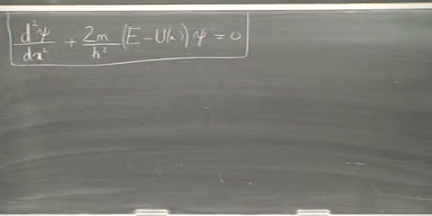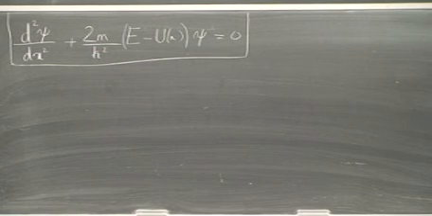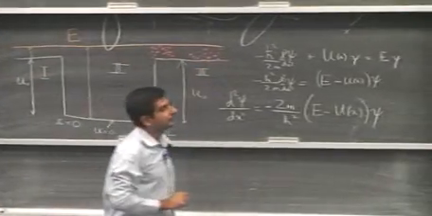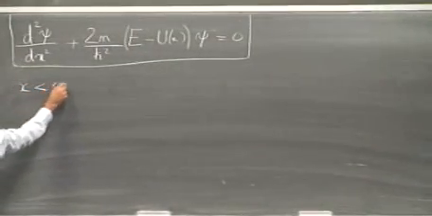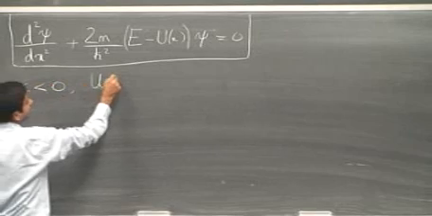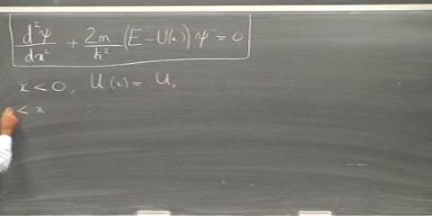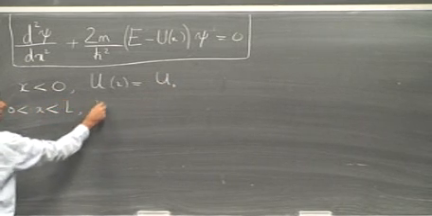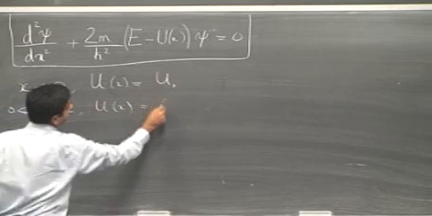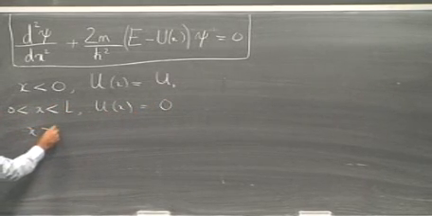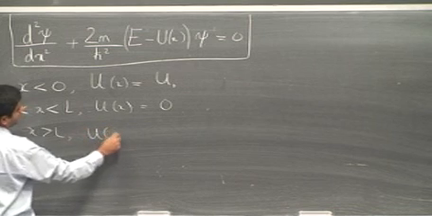Now this is the most general form of the time independent Schrodinger equation. We have three regions. Region number 1, region number 2, and region number 3. How are these regions different? When x is less than 0, U is U naught. When x is greater than 0 and less than L, U is 0, and when x is greater than L, U is again U naught.